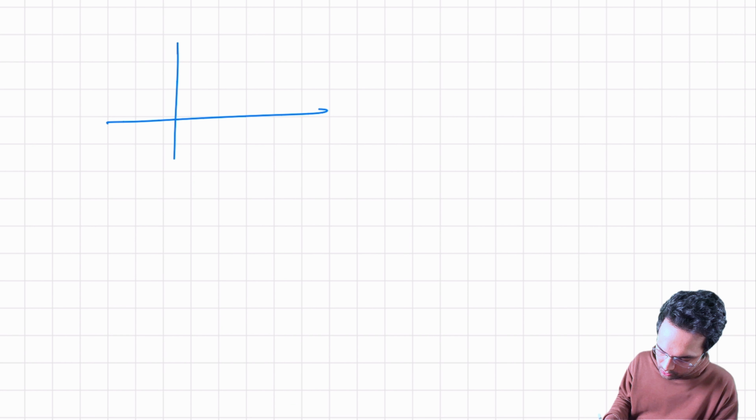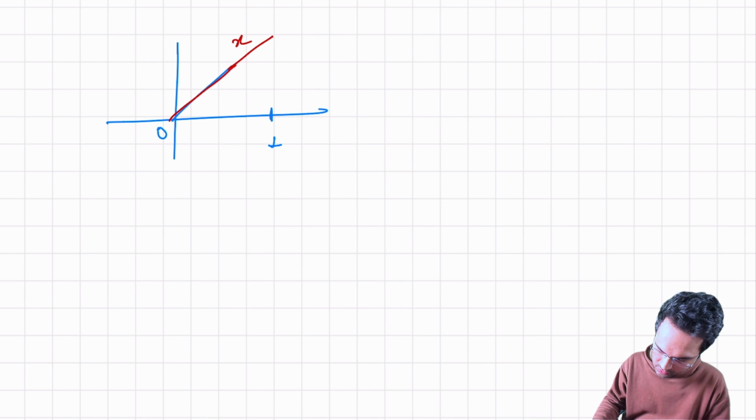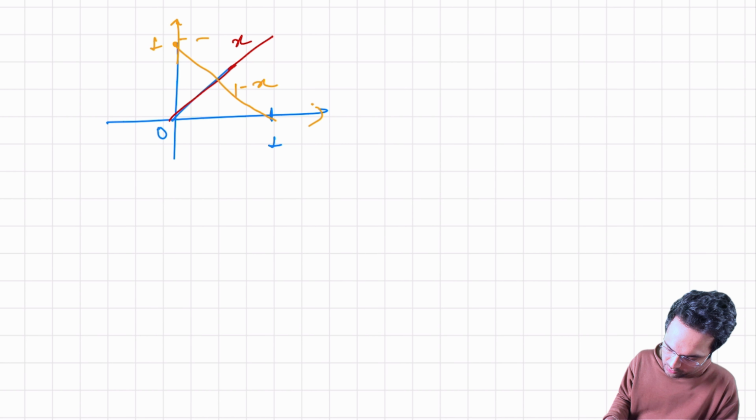So if you look at 0, and let's say this is 1, x goes like this, right? So this is x, and 1 minus x basically goes like this, right? This is again 1, okay? This is also 1 here. So if I say minimum, what that basically means is, let me just quickly highlight this here.